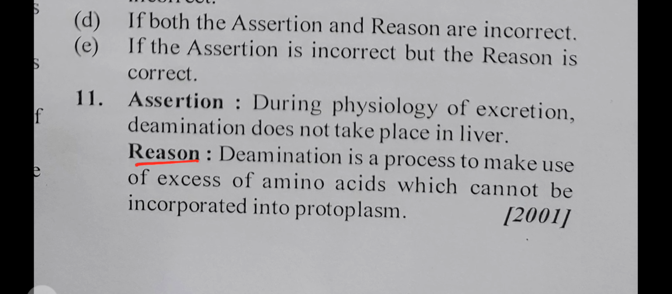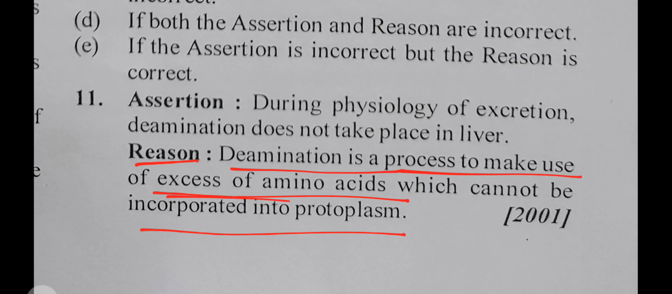Deamination is a process to make use of excess amino acid which cannot be incorporated into protoplasm. Here the statement is true. Deamination is a process to make use of excess ammonia, that is conversion of amino acid into keto acid.